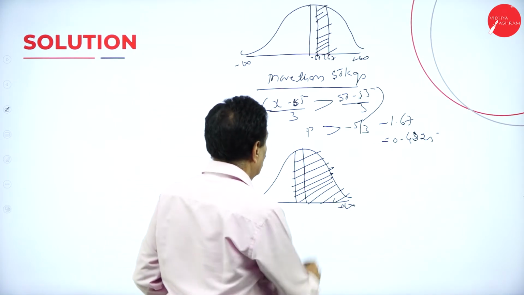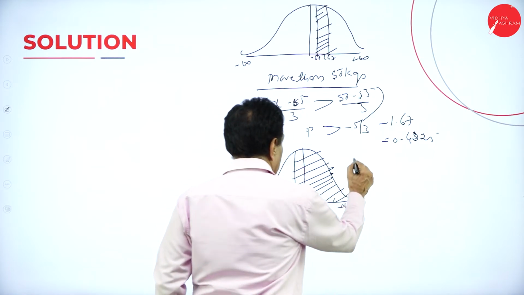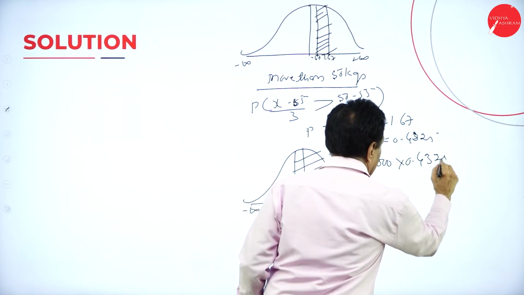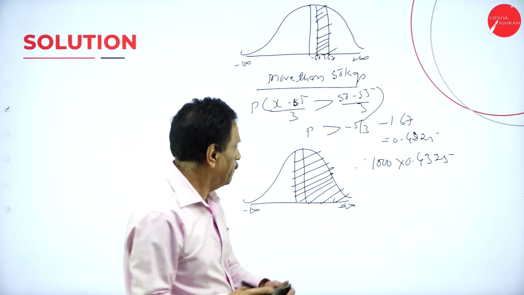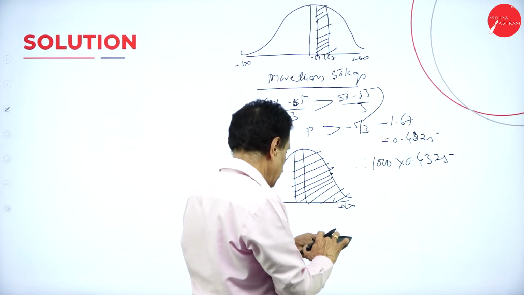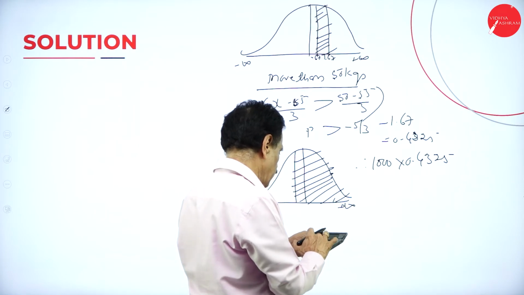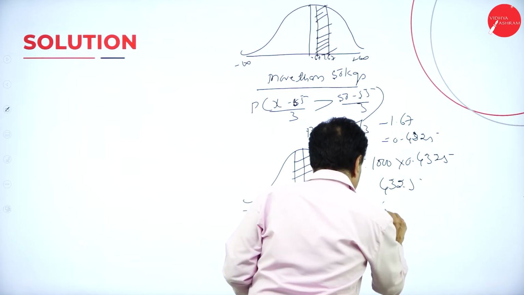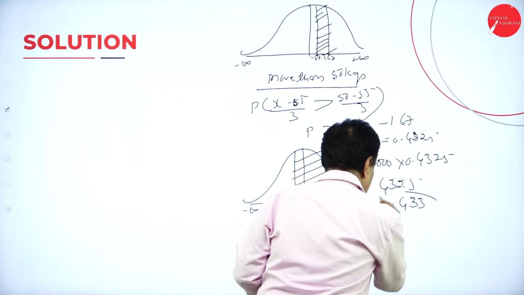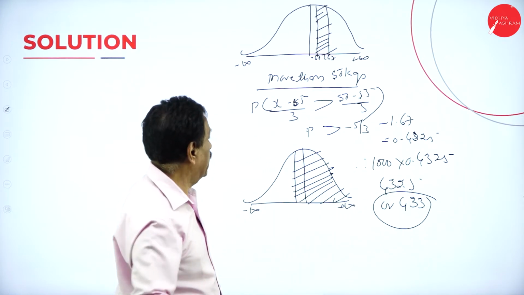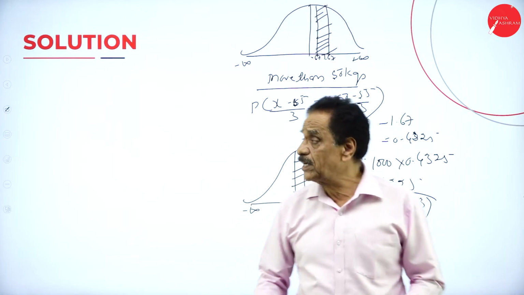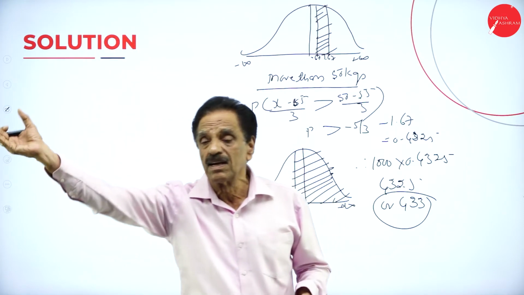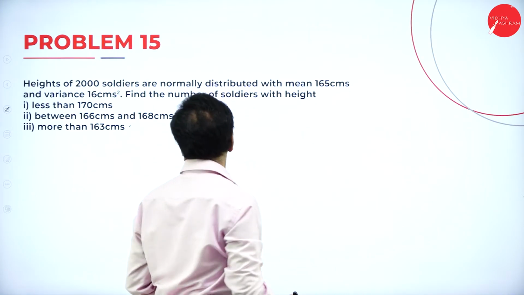Then the last one, you got the answer 0.4325. Therefore, for 1,000 students, 1,000 into 0.4325 is 432.5, or 433, is the answer. Because the number of students is given, that's why we multiplied by 1,000. The answer is multiplied by 1,000: more than, less than, in between. We'll go to the next problem.